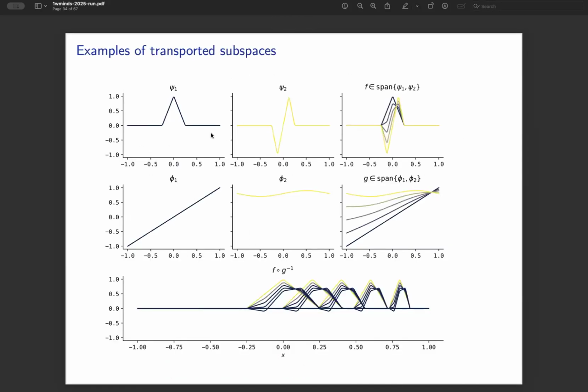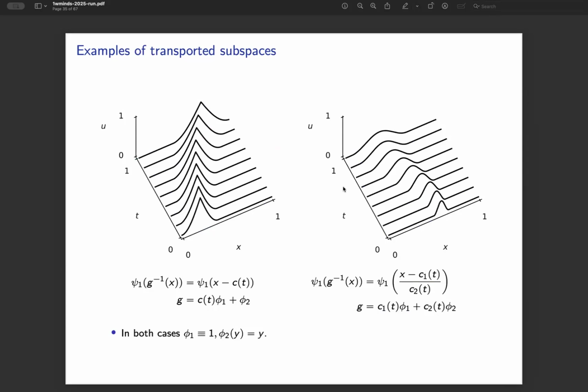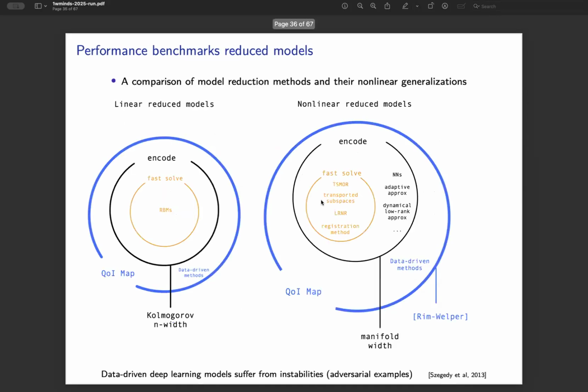For example, if you have these two basis functions and take linear combinations of them, you get these types of functions. If you take phi1 and phi2, phi1 is the identity. If you take linear combinations of those, you get these types of functions. If you take each of these and compose with F, then you get this traveling wave motion. So you're able to represent translating and maybe slightly modulating traveling wave profiles more efficiently than just taking linear combinations of reduced basis functions. The two examples here can be reformulated so that you can show they also have this low dimensional representation.